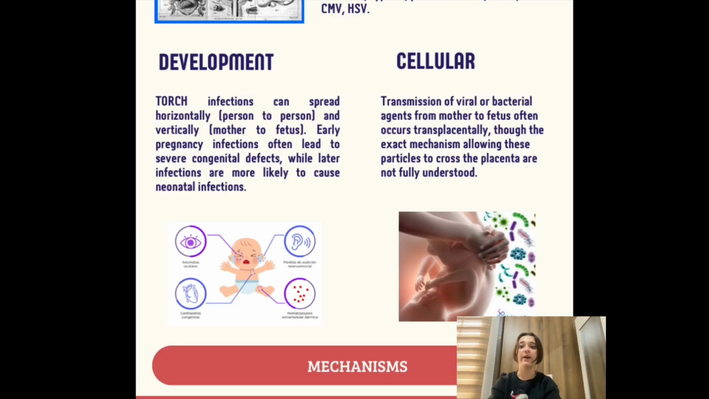Hello, my name is Martina and now I'm going to talk about development. In addition to passing horizontally from person to person, TORCH infections can also transmit vertically from mother to infant. When a pregnant woman becomes infected, the infection can spread to the unborn fetus.